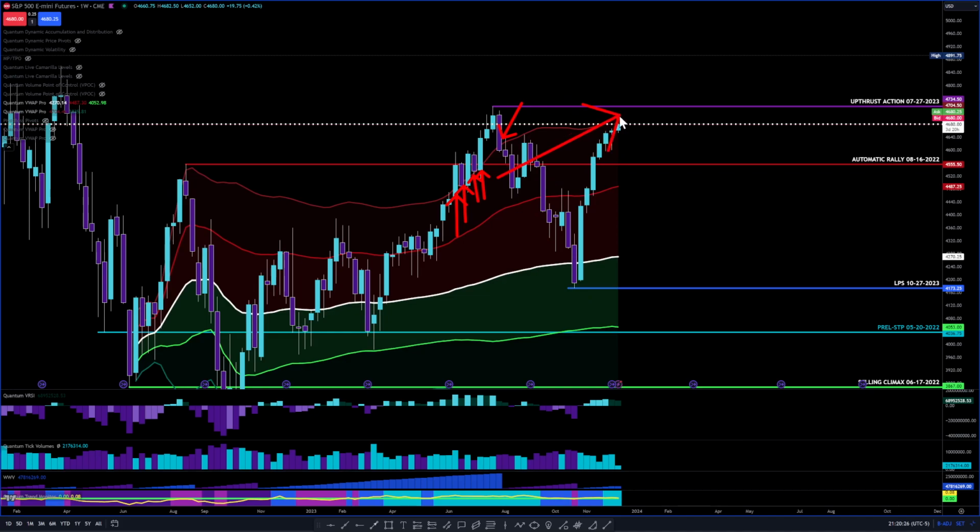So just note that this is running into the upthrust level as well, and price is approaching it. So you can get a reversal here. The buyers have to step on the gas here and really put some volume in to get this level to break, right? So let's see.